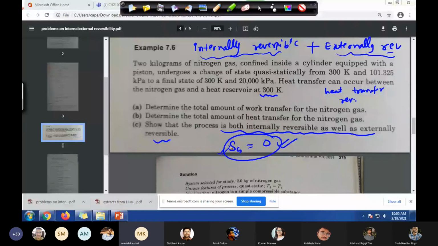So the total amount of work transfer for the nitrogen gas, because your system is expanding. Just read it. Nitrogen gas is expanding, and it can occur between the nitrogen gas and a heat reservoir. So is this expanding or compressing? Just check. Oh, compressing, no? Because the final state has higher pressure, 100 kilopascal. So we are compressing the gas. So work is being done on the system. So if I calculate W by system, it should come out to be negative.